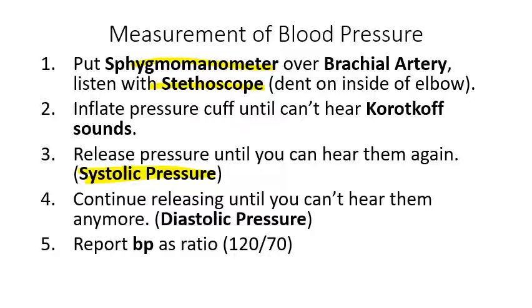And then if you continue releasing it until you can't hear the Korotkoff sounds anymore, as soon as you stop hearing them, you record that as the diastolic pressure, which is usually around 70 millimeters of mercury. And then you report the blood pressure, the BP, as 120 over 70. You report the blood pressure as the ratio of the systolic pressure over the diastolic pressure.